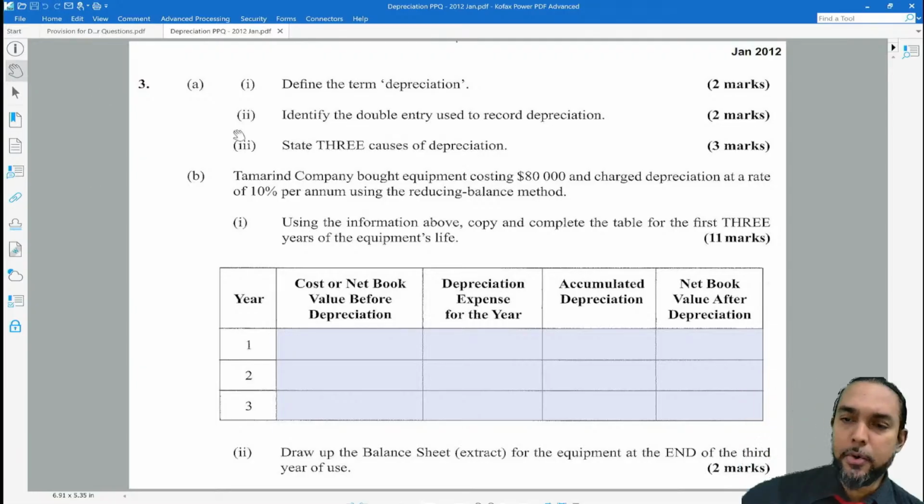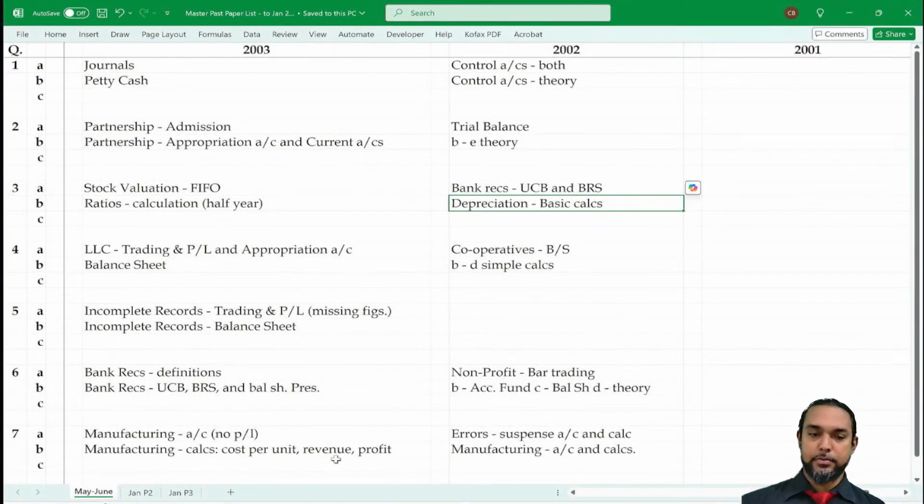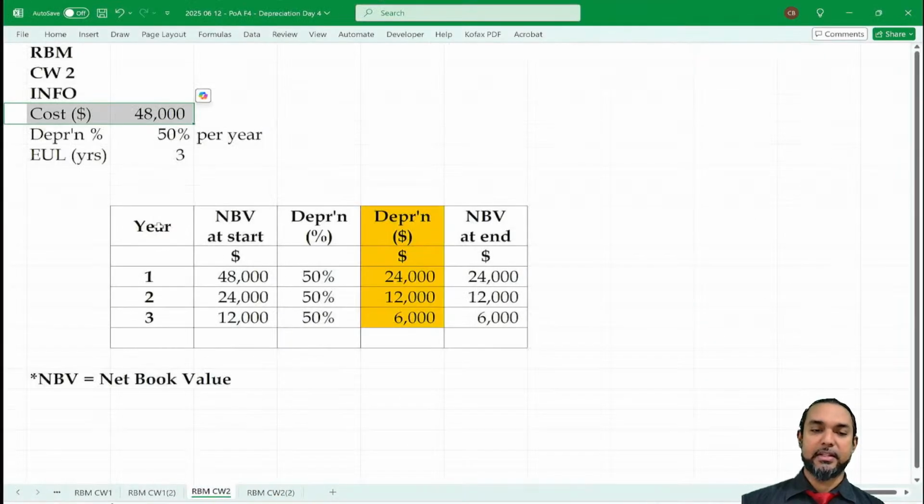Right. Sorry. Okay. Now, we don't have to worry about the earlier definitions and stuff. I mean, if you want to write them out, you're very free to do so. So let's focus a little bit on part B, shall we? It says Tamron Company bought equipment costing 80,000 and charged depreciation at a rate of 10% per annum using the reducing balance method. Using the information above, copy and complete the table for the first 3 years of the equipment's life. Okay, so this would resemble what we did in the calculation table here.